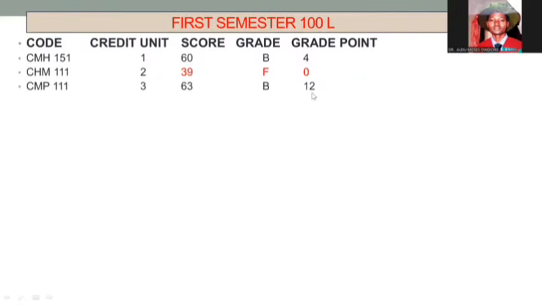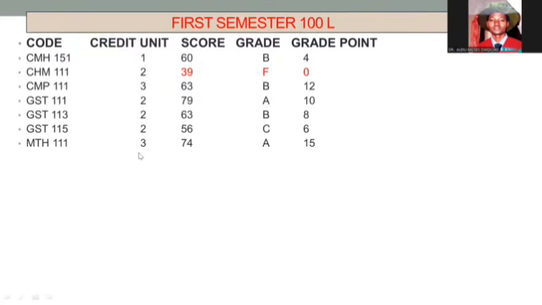The point earned is 12. For another course, 2 units, 79. The grade is A. The point earned is 10. A is 5. 5 times 2 is 10. Then another course, 2 units, score 63. The grade is B. The point earned is 8. For another course, 2 units, score 56. The grade is C, and C is 3. So 3 times 2, the point earned is 6.